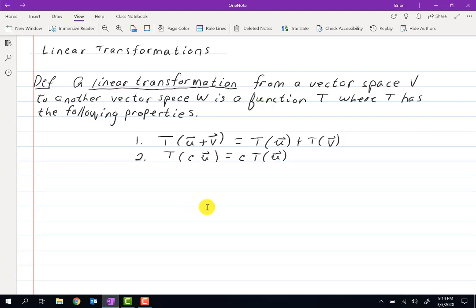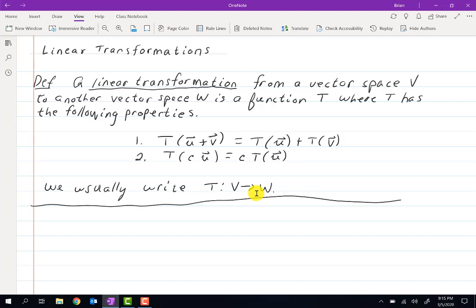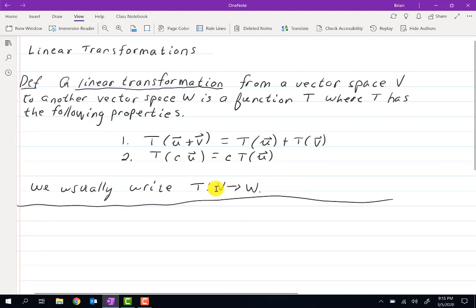So keep this in mind. T of U and T of V are in W. T of U is in W. Since W is a vector space, C times it is also in W. The notation we use is the following. We usually write T colon V arrow W. That's just usually the notation we use. This way you can see V is the domain, W contains the range.